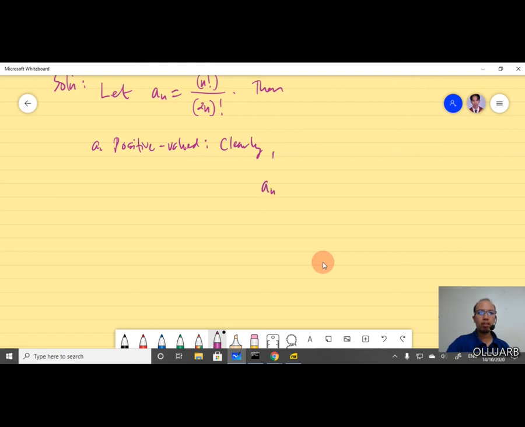a sub n, which is n factorial, quantity of n factorial square over quantity... square is clearly greater than 0, for all n greater than or equal to 1. Okay, letter B, decreasing.